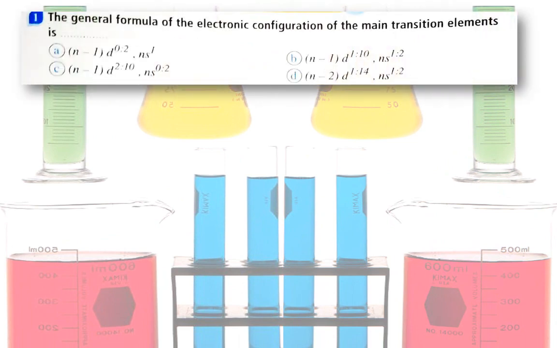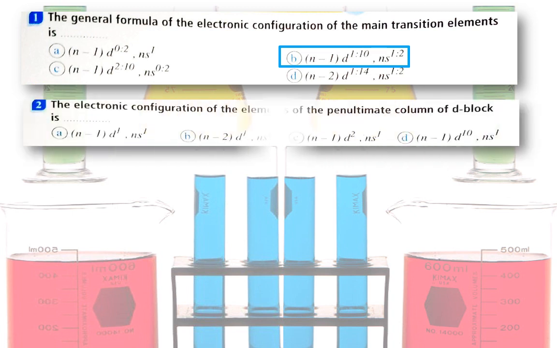Question number 1. The general formula of electronic configuration of the main transition element is. What do you think? We have a number of electrons in the d orbital. We have a maximum number of electrons. D contains 5 orbitals, 2 electrons in each one, so we have 10 electrons, and the s orbital contains 1 orbital, filled with 2 electrons. So the first answer here, B, will be the right answer. (n-1)d from 1 to 10, ns 1 to 2 electrons.